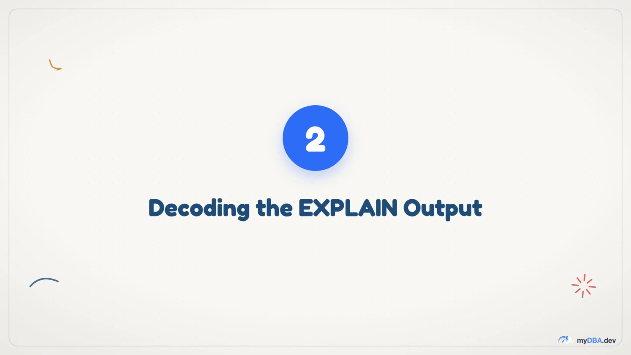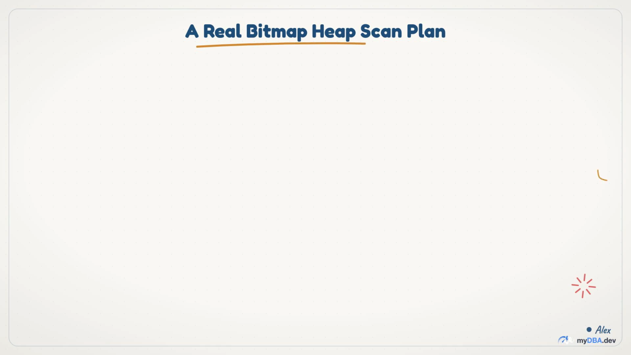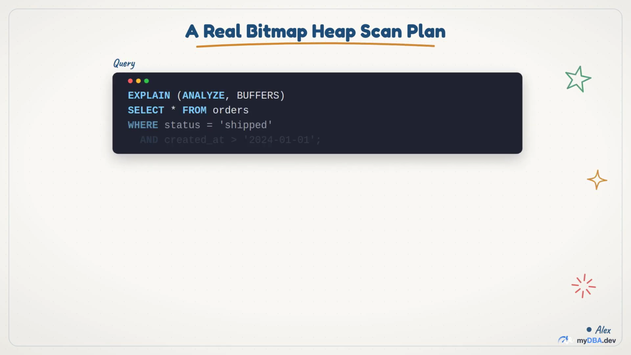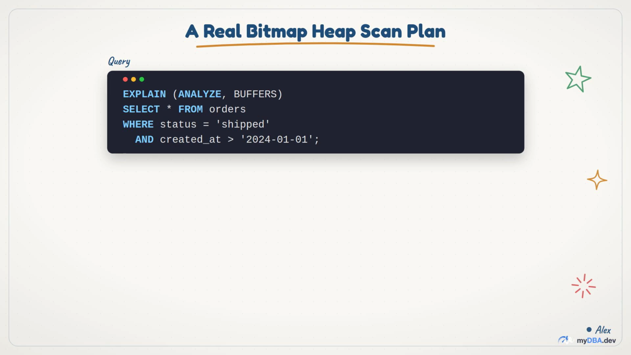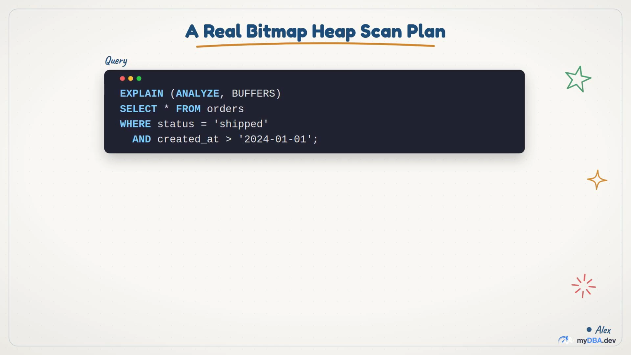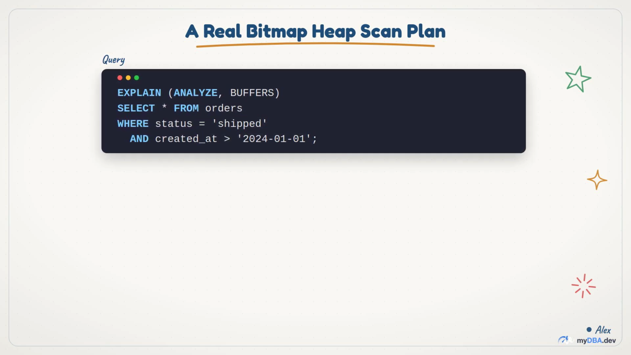Now let's crack open a real plan and decode what each line is telling you. This is where it gets practical. Here's a typical plan. The Bitmap Index Scan ran first, taking 6 milliseconds and touching 65 index buffers. It found 3,147 matching TIDs and passed the bitmap up to the next node.